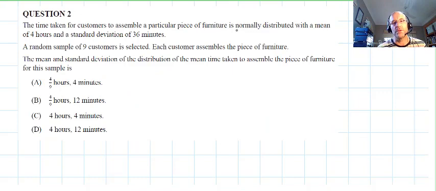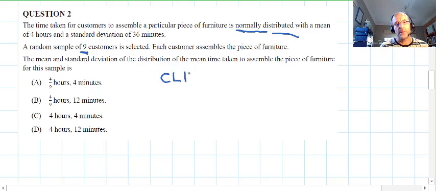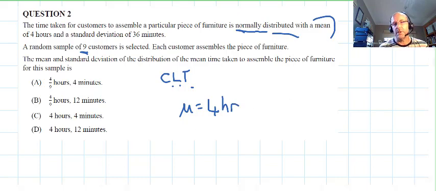Significantly, in question 2, we have a normal distribution, so that's significant. Even though our sample size is only 9, we have a normal distribution. So there's a few things we can use from that. With the central limit theorem, we can say that the actual mu mean, which is 4 hours here, is equal to the sample mean. So the mean of the distribution is the same as mu.